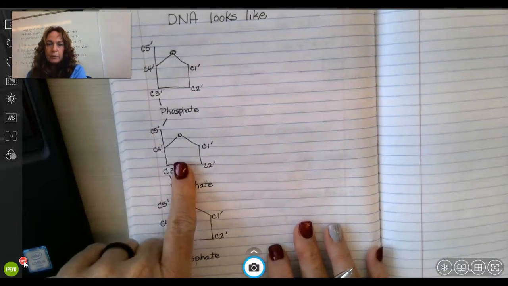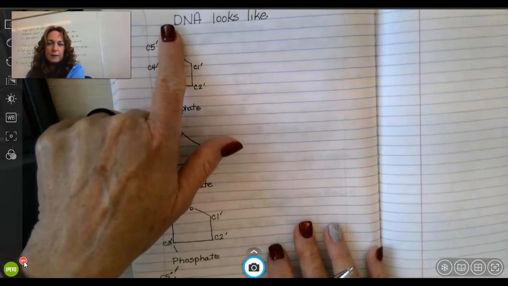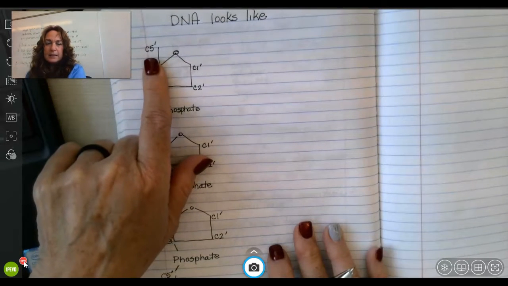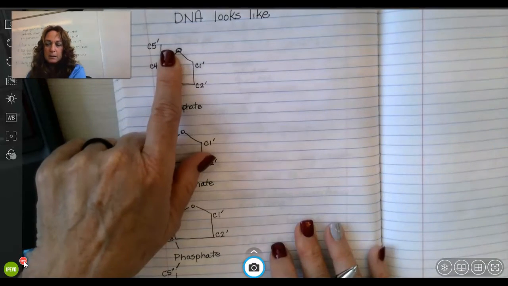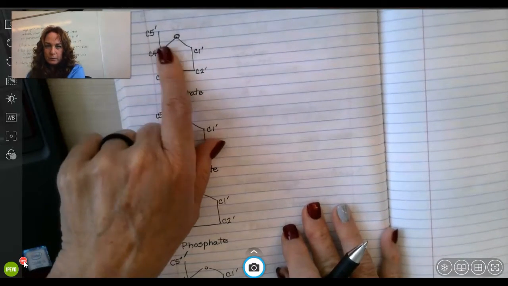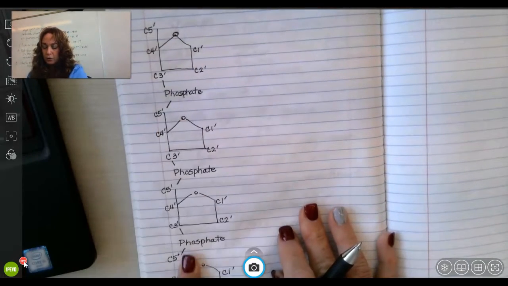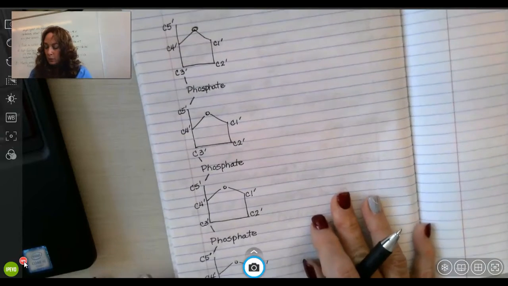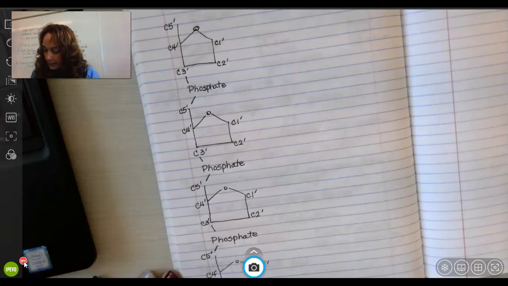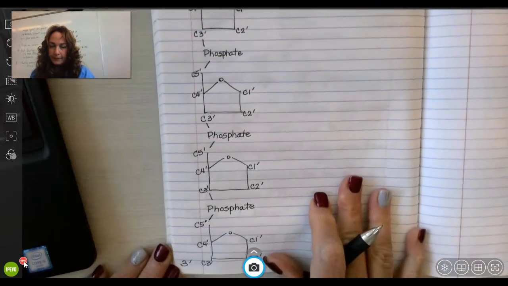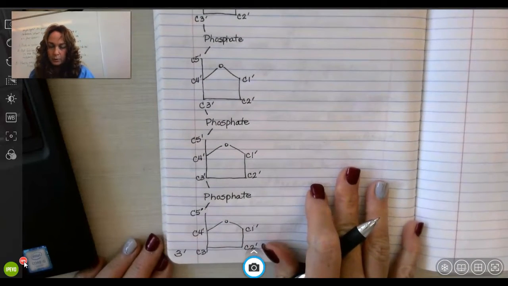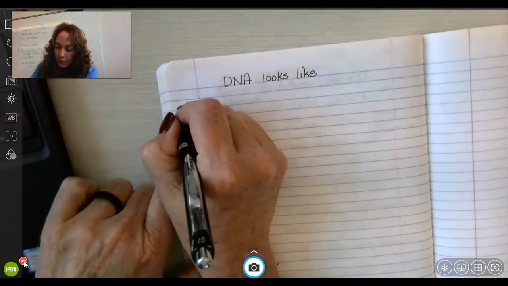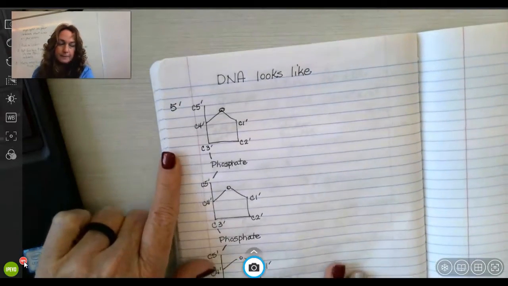Notice that all of the sugars are pointing in this direction. So this is the 5' end. Makes sense because that's where it ends, at the 5' carbon of that sugar. And then down here is the 3' end. So I'm going to write that. This is the 3' end. Okay, you probably want to see that. And then right here is the 5' end.